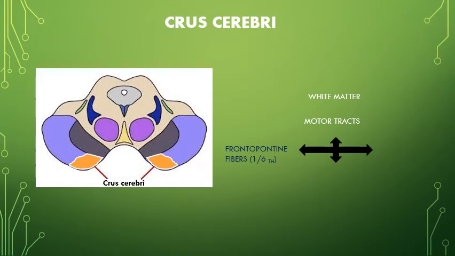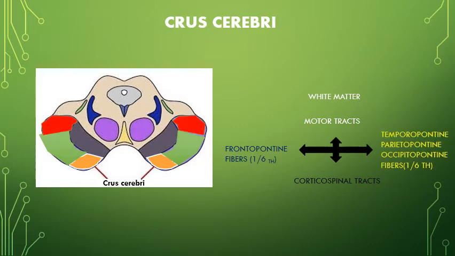The first one is the frontopontine fibers. From the frontal lobe to the pons, the fibers make a pathway through the midbrain. It occupies one sixth of the crus cerebri. Next are the corticospinal tracts, which are present in the middle, and then the temporopontine, parietopontine and occipitopontine fibers, which are present laterally and occupy the lateral one sixth of the white matter of the crus cerebri.